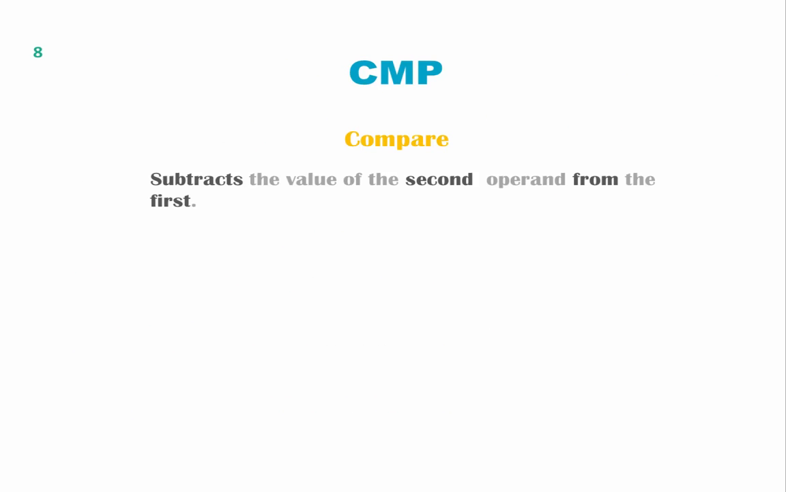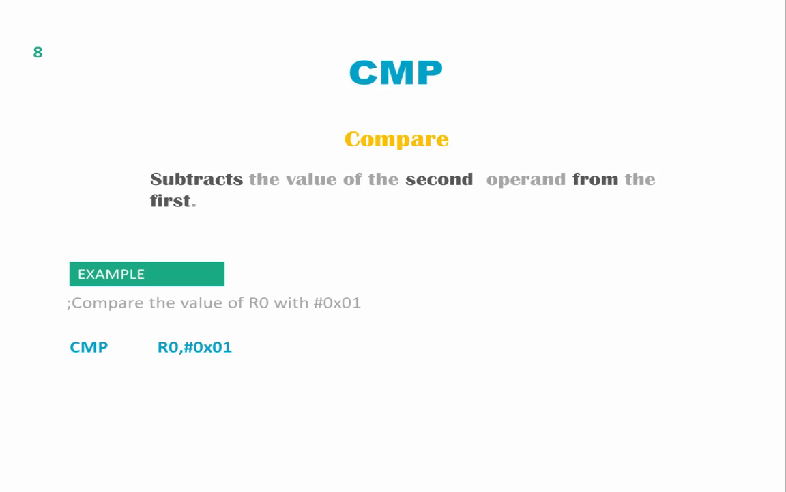So we have opcode number 8, CMP. This is compare, and what this one does is it subtracts the value of the second operand from the first. Let's take a look at an example. Let's say we have CMP R0, #1. It compares the value of R0 with number 1, and how it does this comparison, how it knows whether one is greater than the other, is through subtraction.